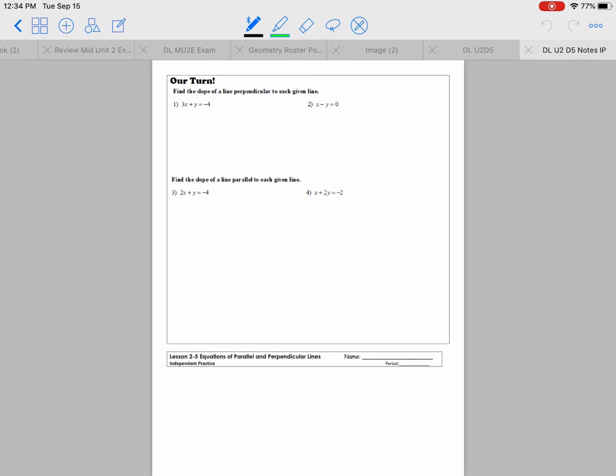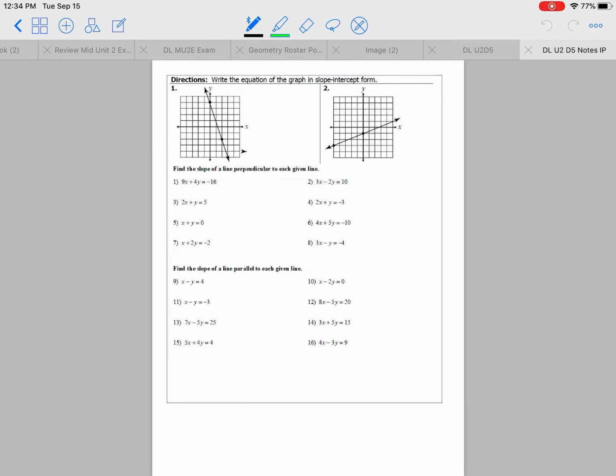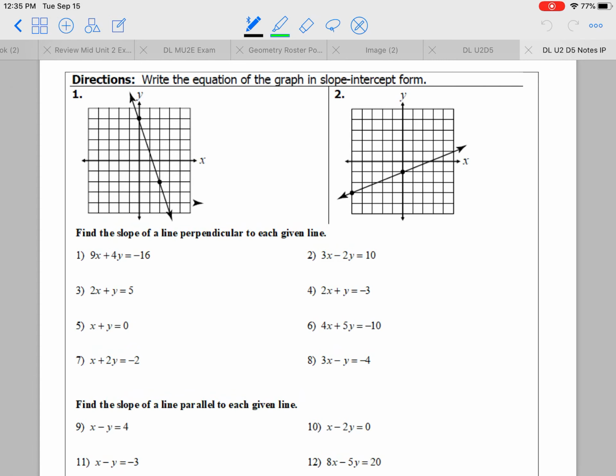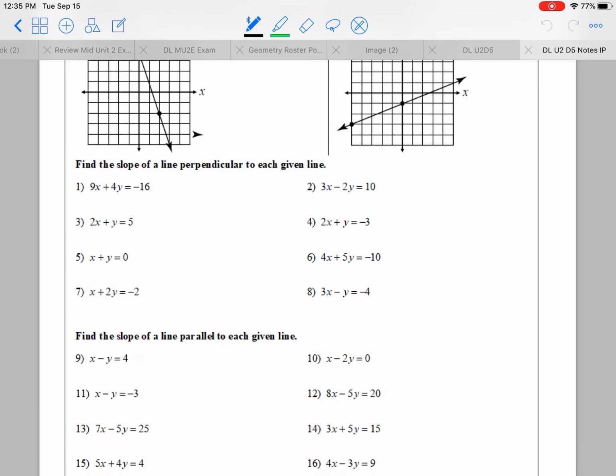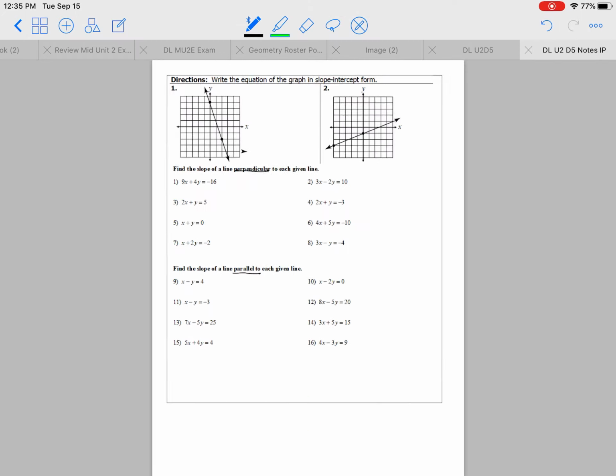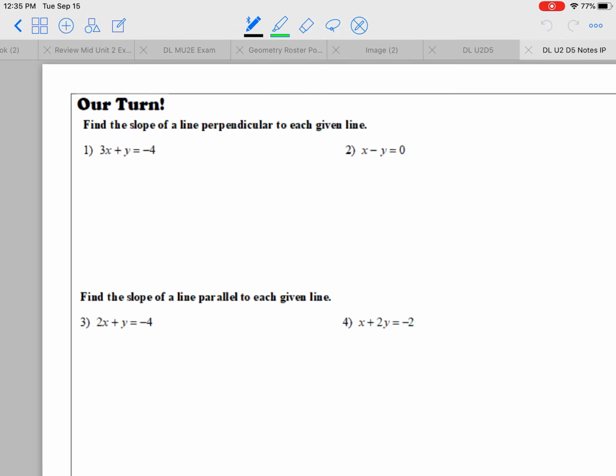So for your independent practice today, you're going to be asked to give me the equation of two lines that are graphed. And then they're also asking you to find the slope of the line perpendicular to the given line. And then they're asking you to find the slope of the line parallel to the given line. So the steps are in the practice. So I'm just gonna go ahead and do one more problem with you guys here.